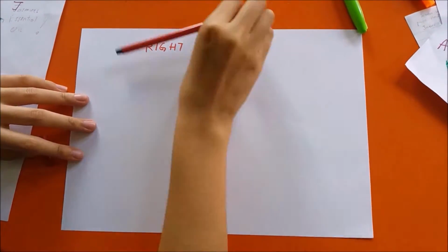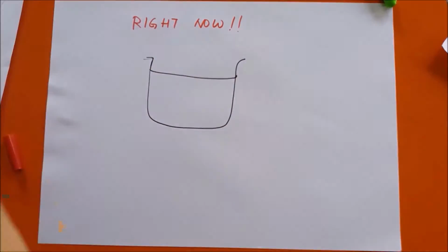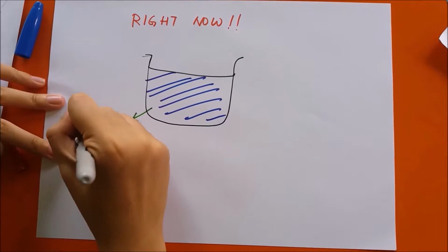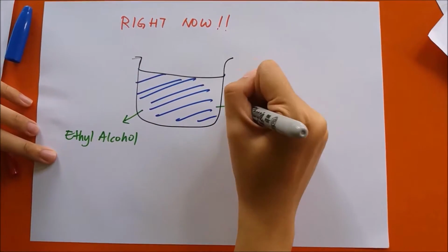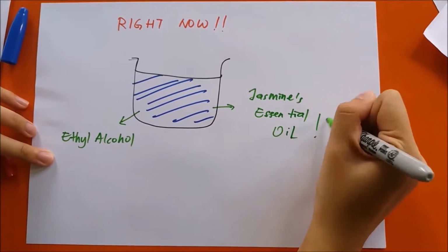After the rotary filter process, we are now left with a mixture of essential oil and alcohol without the wax. We are now one step closer to the production of essential jasmine oil. Now what is left is to filter out the ethyl alcohol from the mixture.